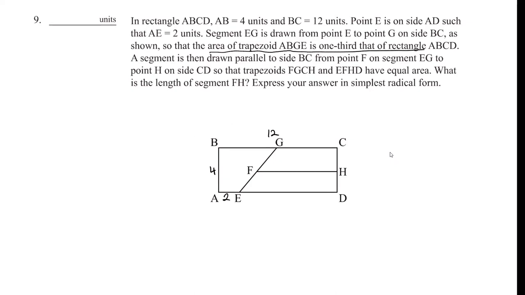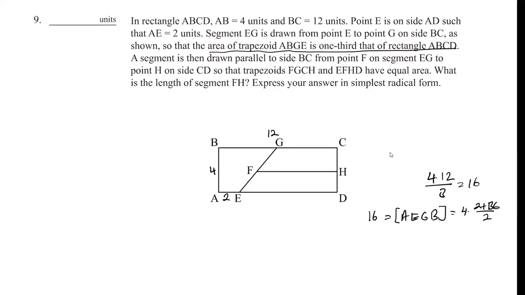And the area of the trapezoid, let's look at this part. ABGE is 1/3 of the rectangle ABCD. So ABCD is 4 times 12. If you take the 1/3, you will get 16. So the area of AEGB is 16, but we do know that's a trapezoid, so we do need to multiply the height by the average of the parallel sides, which is 2 and BG. And if you take the average of those two sides and multiply by the height, we should be getting 16, right?